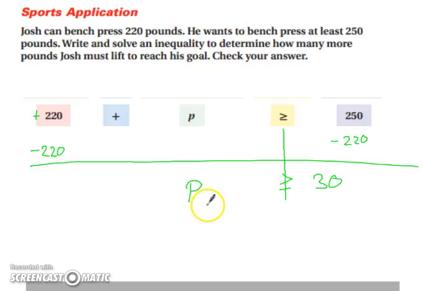And that concludes our lesson on solving inequalities by adding or subtracting.